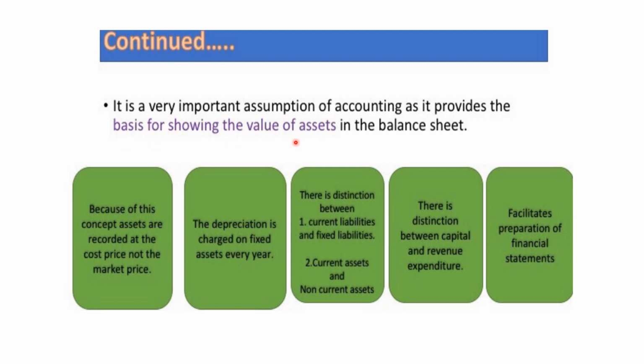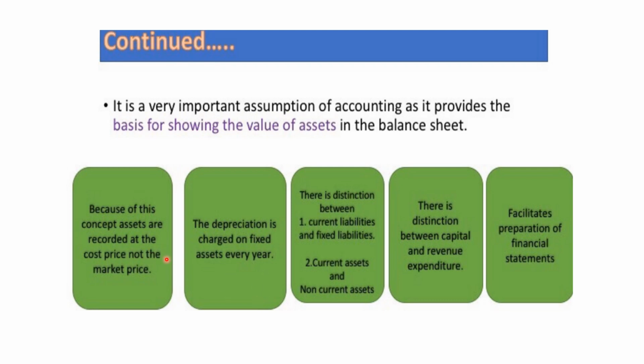Now, in the previous slide we understood that we are showing the assets at cost price, not the market price. Assets are recorded at cost price, not the market price, because market prices keep on increasing and decreasing. And here we are recording the transactions at cost price because we are not intending to sell that asset. So we'll record at the cost price only.